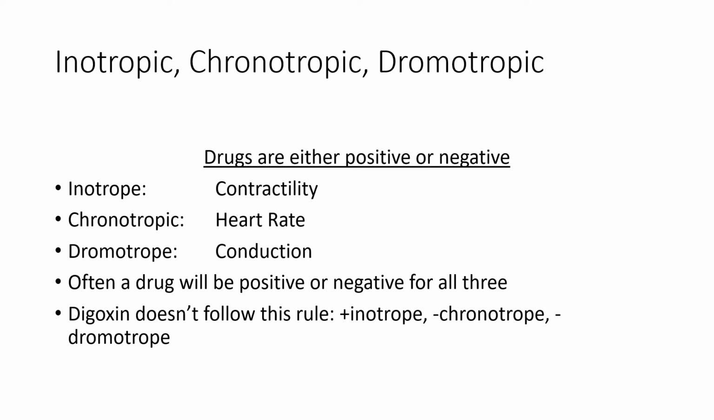And there's some drugs that have negative inotropy, negative chronotropy, and negative dromotropy. So they slow down the heart, they reduce contractility, and they reduce conduction. But usually they're either all positive or all negative, except, as I said, for digoxin. And we'll get into that a bit more. Just know the concept of the terms.